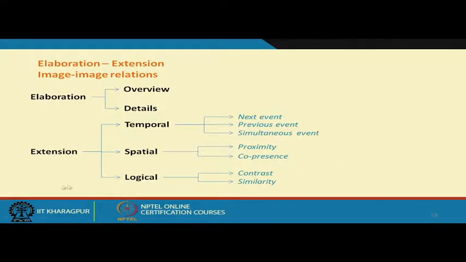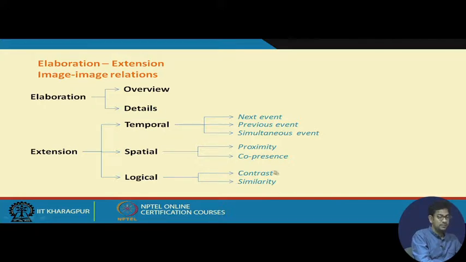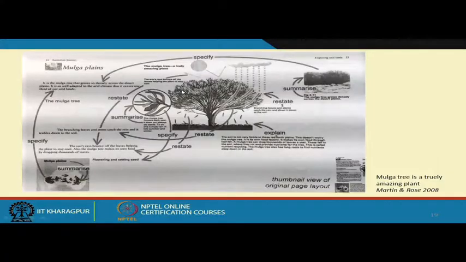The third one, if we look at it, is the logical, where there is a similarity and where there is a contrast, which is similar to the image-text consideration. And elaboration can happen where you are giving an overview of this, or you are deep diving into detail. So, these two possibilities are there with the image. So, let us look at an example over here.